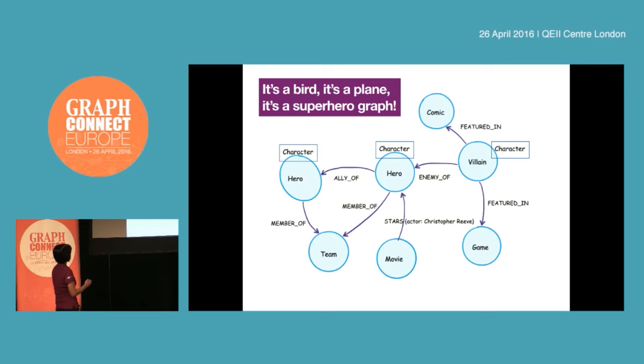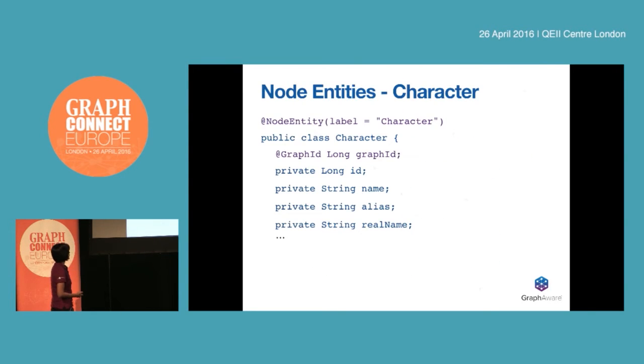You've got teams. So characters are members of teams. Characters are featured in both comics and games. And you also have movies that star various characters. Now, we've taken the decision to store the actor that actually played that role as a property on the relationship, so we can show you what certain entities look like. OK, so we'll get into code now.